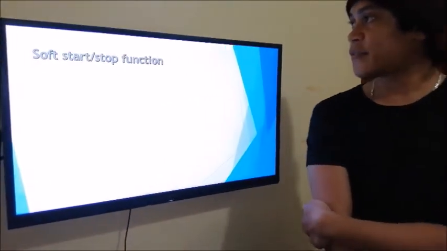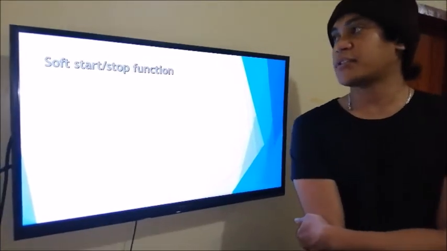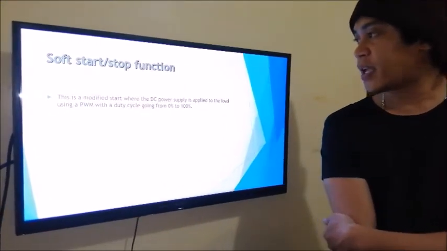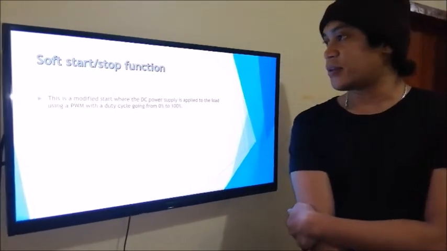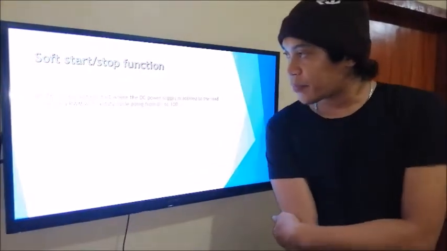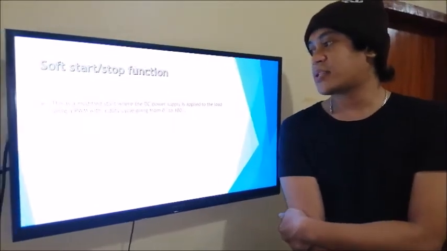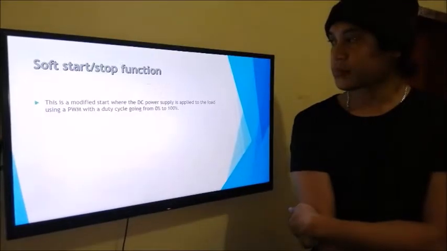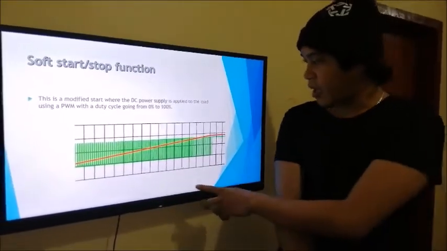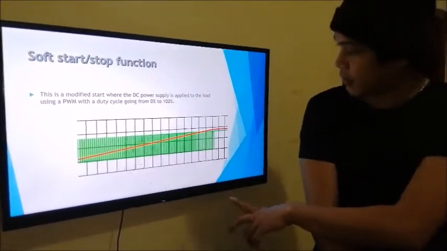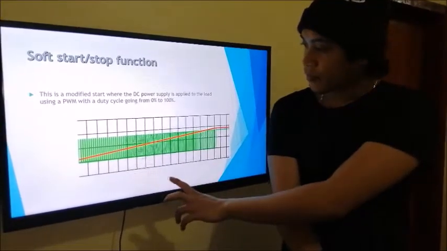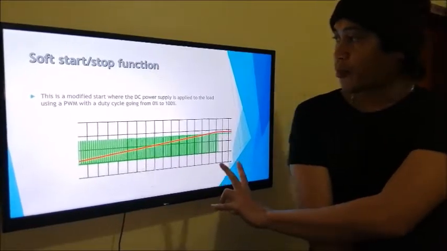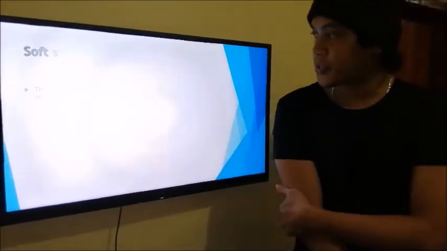Next, soft start and soft stop function. This is a modified start where the DC power supply is applied to the load using a PWM with a duty cycle going from 0% to 100%. So these are the pictures of 0 to 100%.